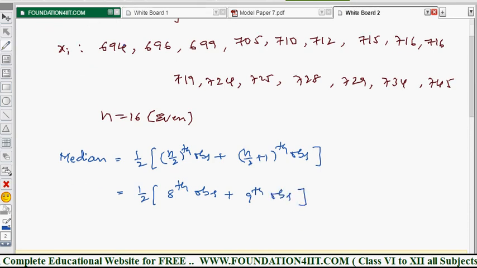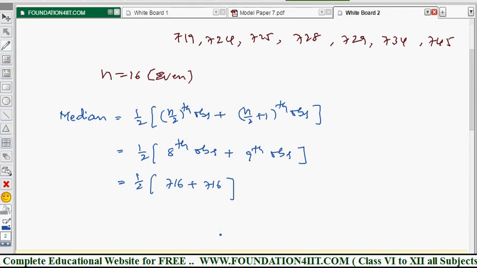So in this order, it's 1, 2, 3, 4, 5, 6, 7, 8. So the 8th and 9th are the same, 716 and 716. That is half of 716 plus 716, right? 2 times. So it is 1 by 2 into 2 times 716. The 2 cancels. 716 is the median.